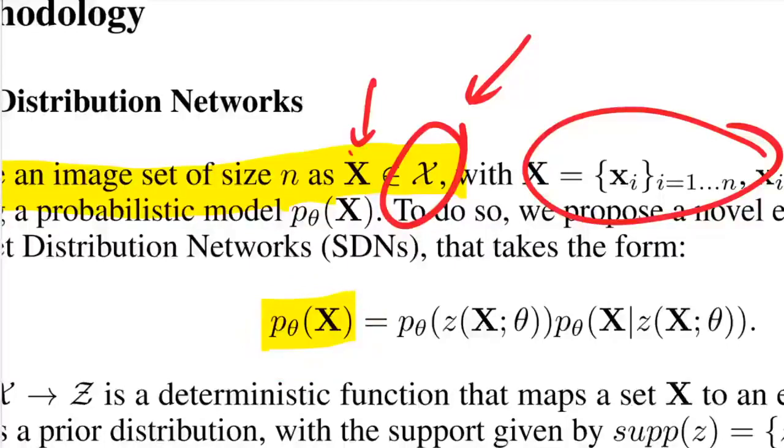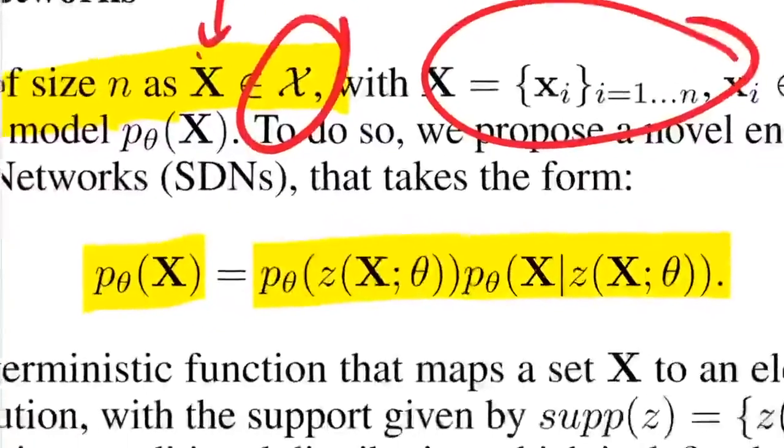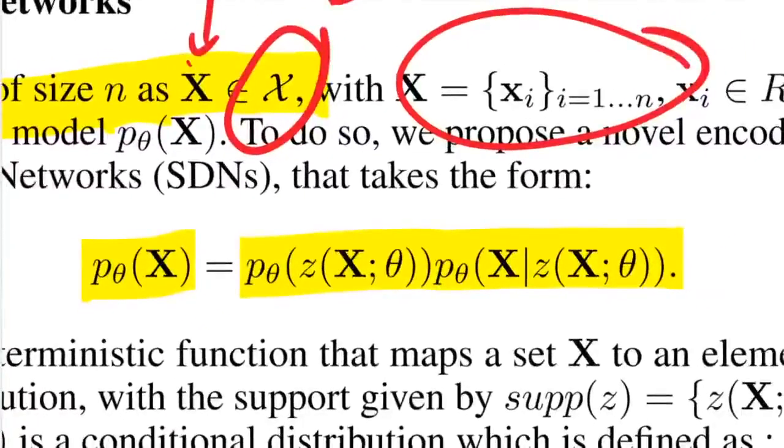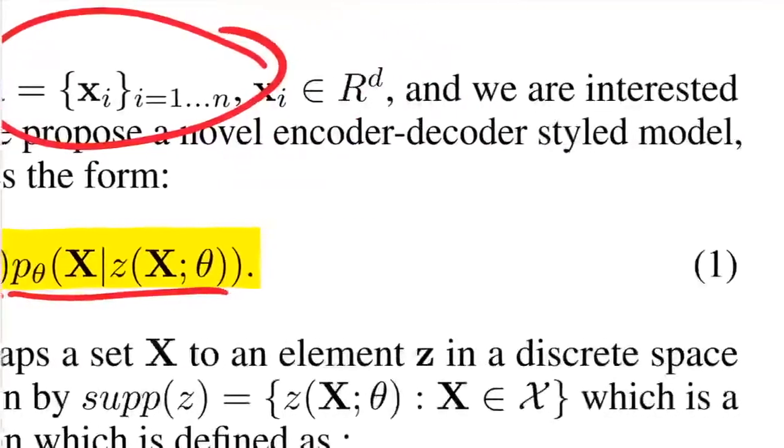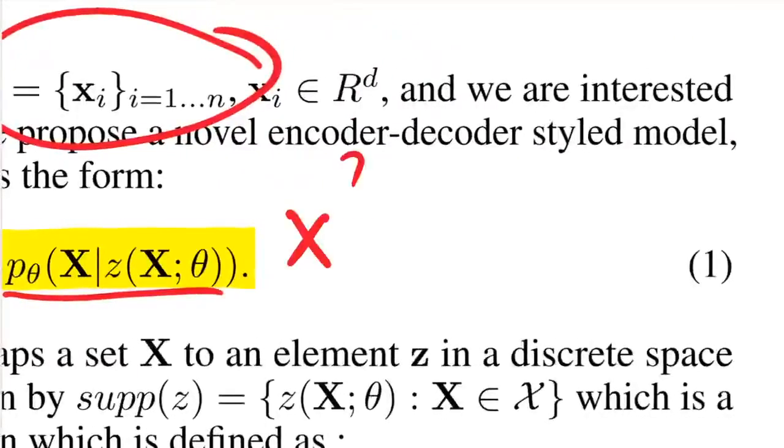They decompose this into two parts, and this is just a decomposition. This is standard decomposition of probability, where you'll say, okay, what's the probability of a set X? The probability of a set X is the probability of the latent code of that set times the conditional probability of that set given the latent code.